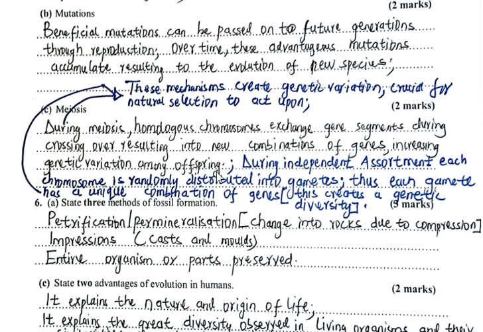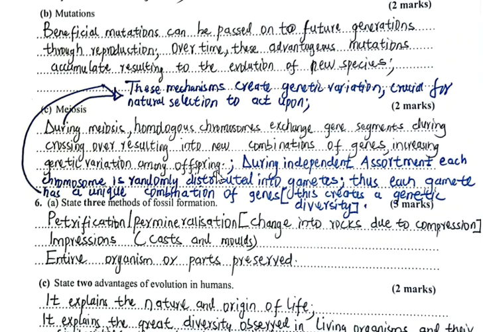Mutations. We have beneficial mutations which can be passed on to future generations through reproduction. Over time, these advantageous mutations accumulate, resulting in the evolution or formation of new species.